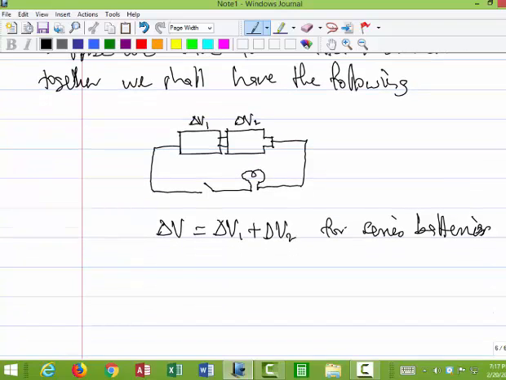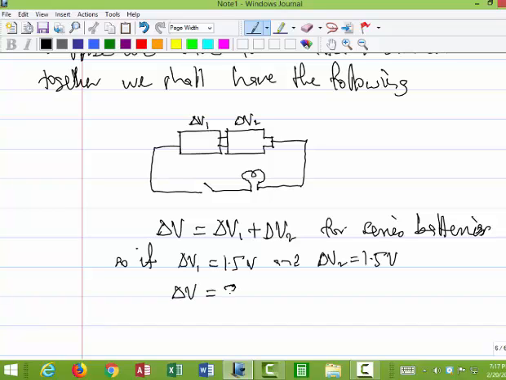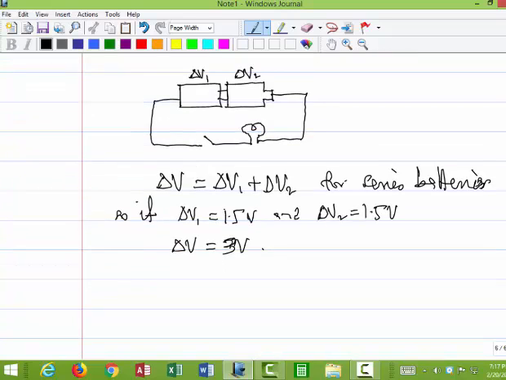So if each of these is 1.5 volts, then we can say the potential difference is equal to 3 volts. So with 3 volts, the bulb is going to be brighter, or twice as bright as when you have just one battery in there. So it's going to have a lot more brightness.